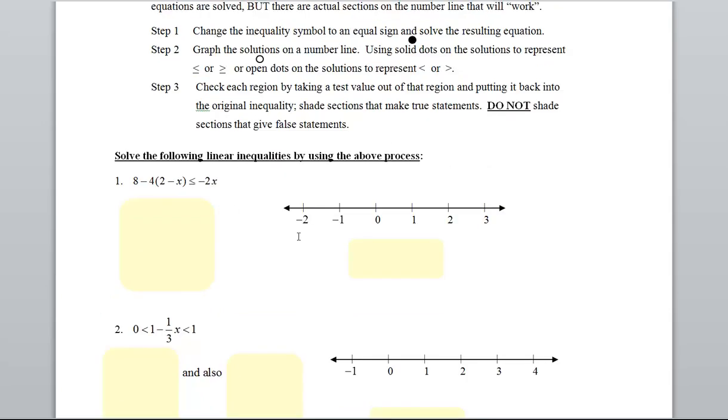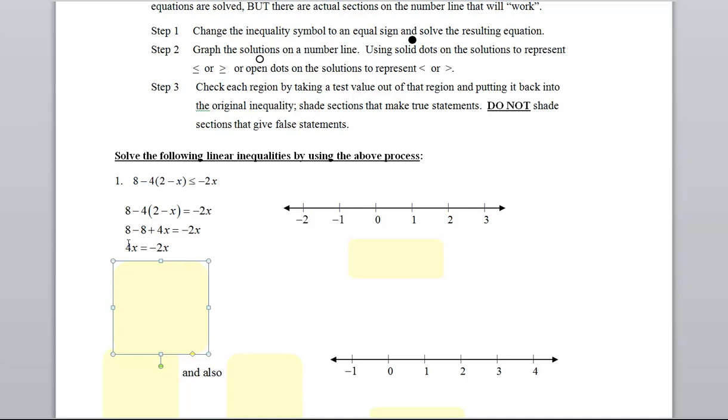So let me make sure I can see step 1. First, look for your inequality. Here it is. I'm going to change that to an equal sign and move this down. Okay, so we change it to an equal sign. When we have this, first thing we do is distribute the negative 4. So I'm going to have 8 minus 8 plus 4x equals negative 2x. Combine like terms. That will give us 4x equals negative 2x.